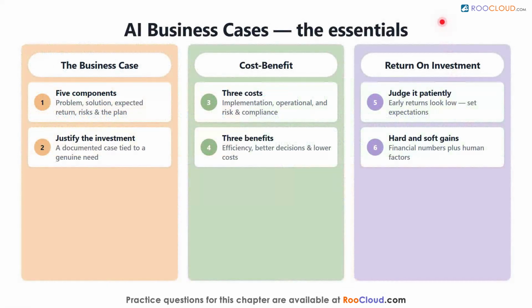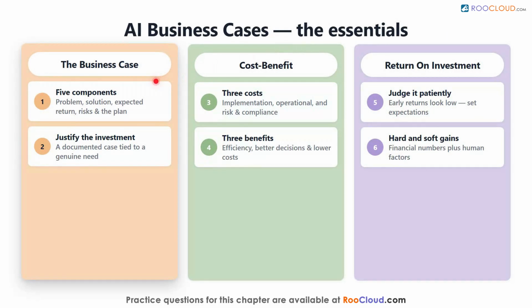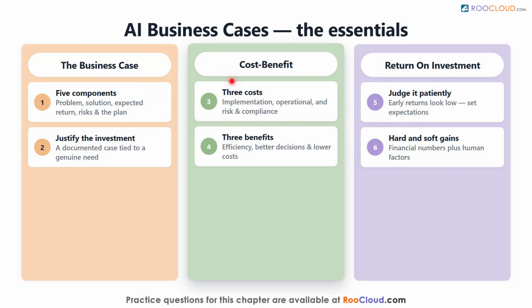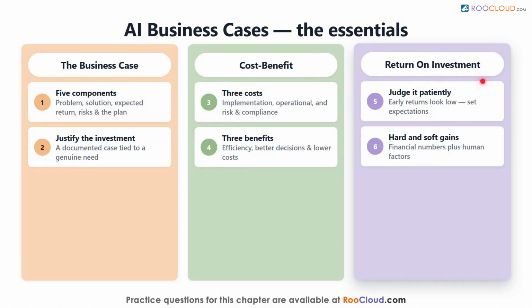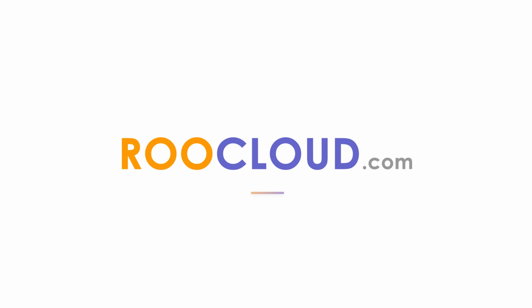Let's bring it all together. Every AI proposal should rest on a documented business case that names the problem, the solution, the expected return, the risks, and the plan. A cost-benefit analysis weighs implementation, operational, and compliance costs against benefits like efficiency, better decisions, and lower costs. And return on investment should be judged patiently, measured through both hard financial numbers and softer human gains. You now have a clear framework for justifying any AI investment.